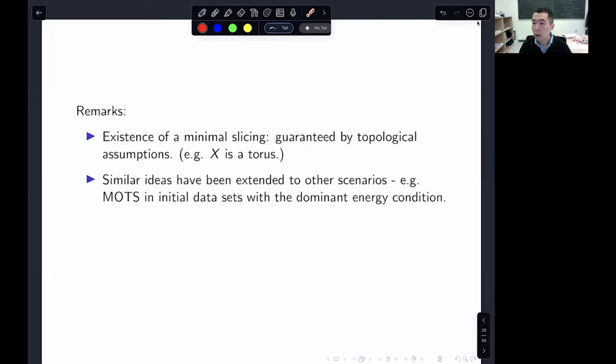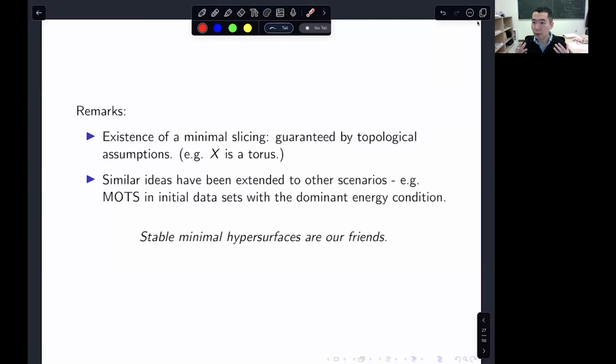People also consider, I think it's partly motivated by Schoen and Yau, studying the topology of these more general initial data sets when one studies marginally outer trapped surfaces, in place of minimal surfaces, and there are also applications of the stability inequality in there. Okay, so that's an important extension.